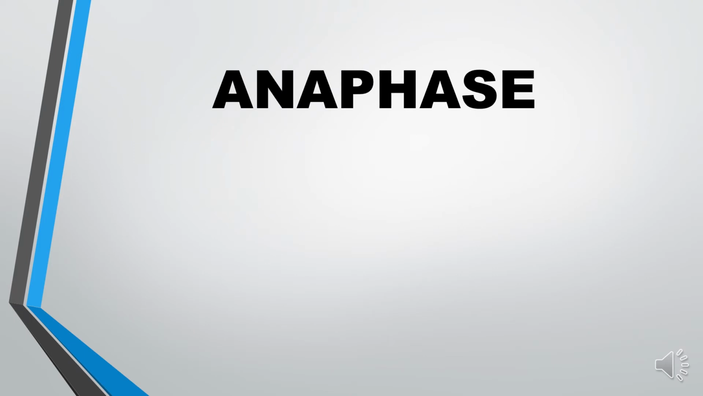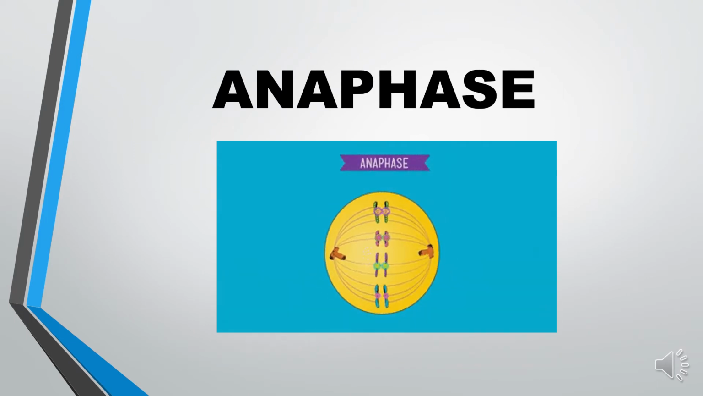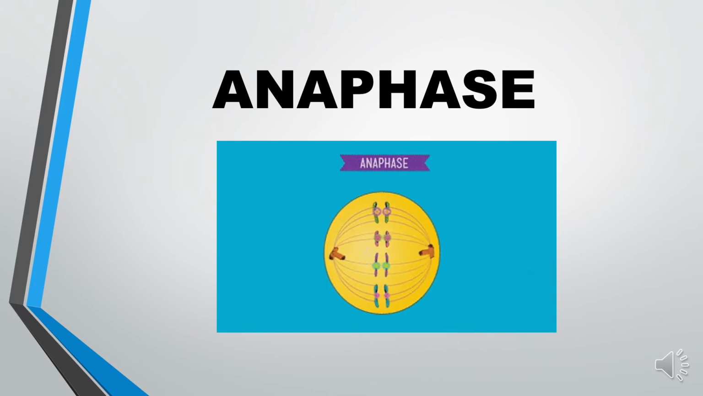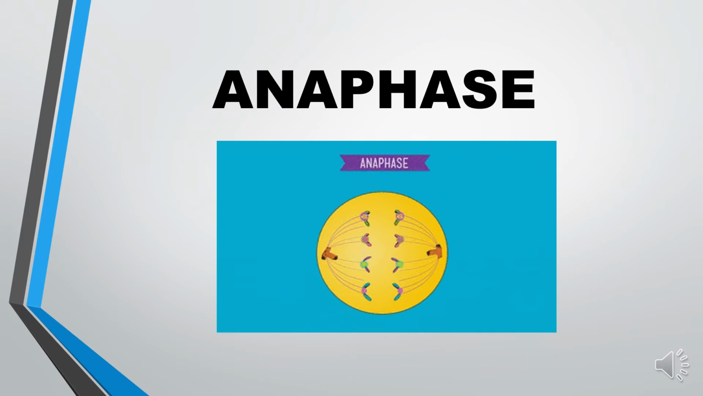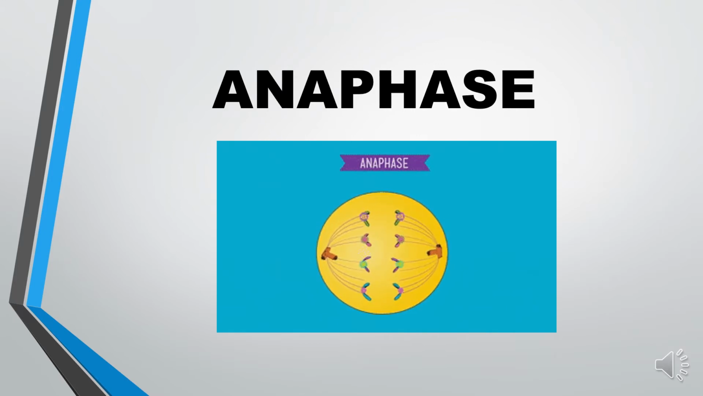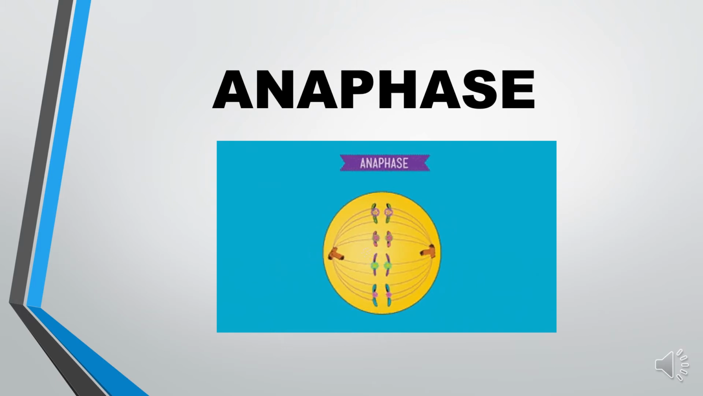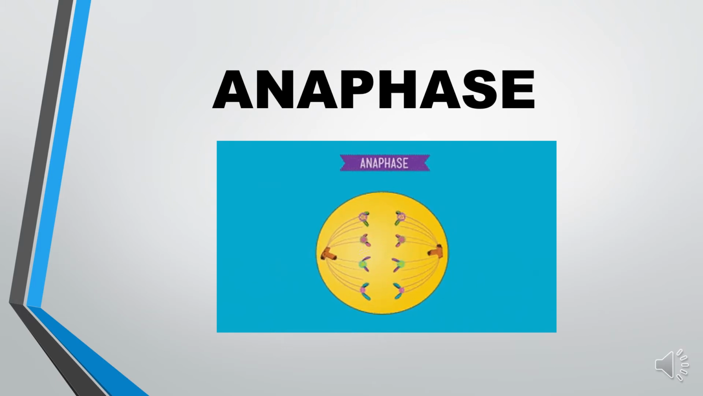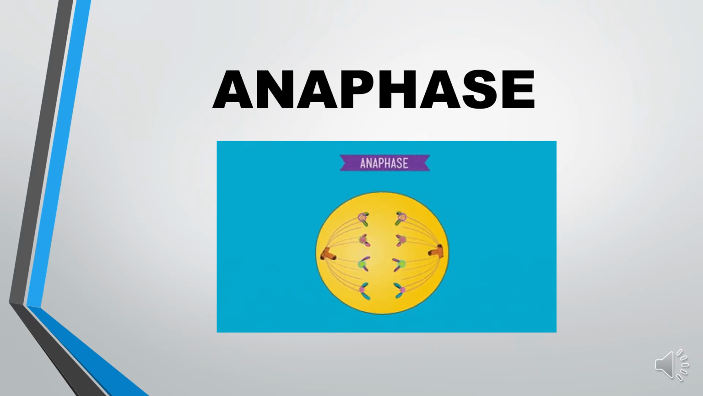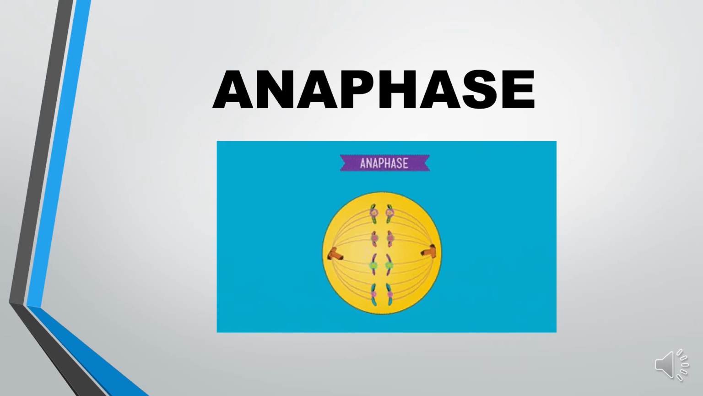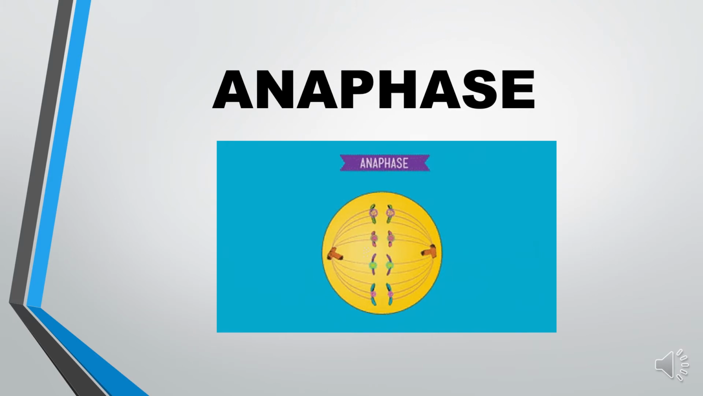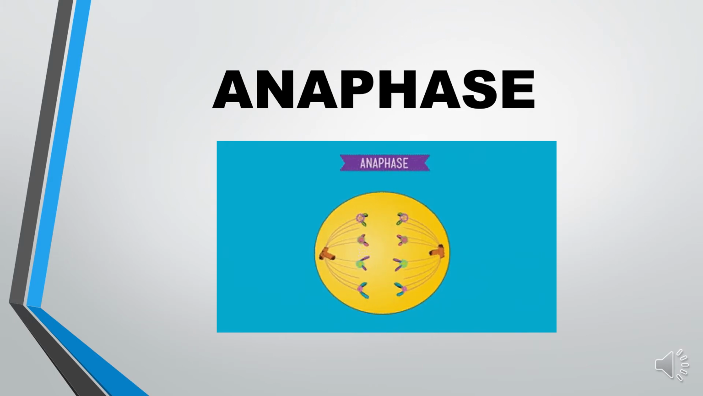Anaphase. A for away, since the spindle fibers drag or move the chromatids away, moving towards the different poles. As you can see, they are moving away, the chromatids towards the poles, and it's also preparing for the next stage.